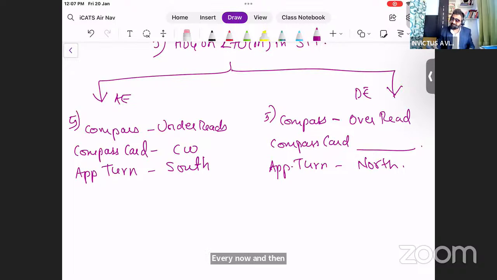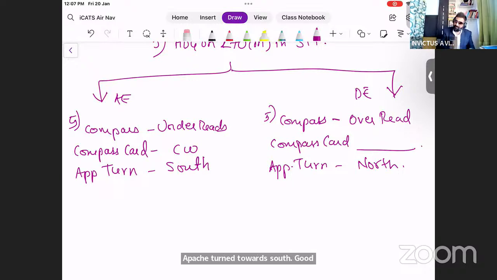Students, you can try and message in the Zoom chat box also, okay? Send it to the host only. Acceleration error on a westerly heading, apparent turn towards south. Good, Rohita.